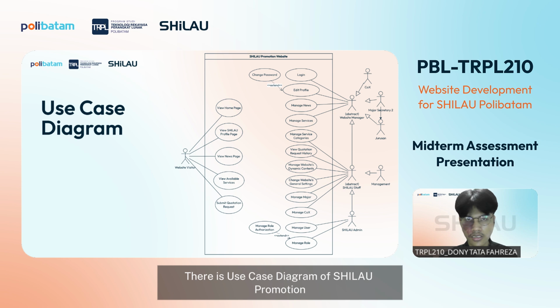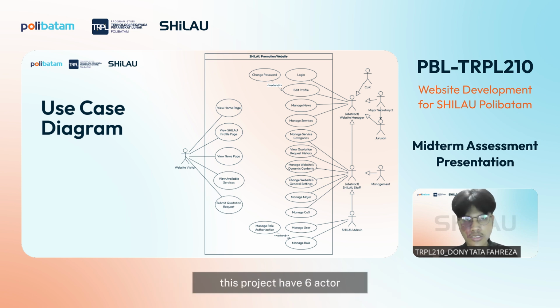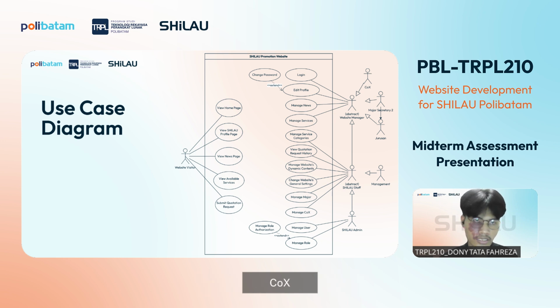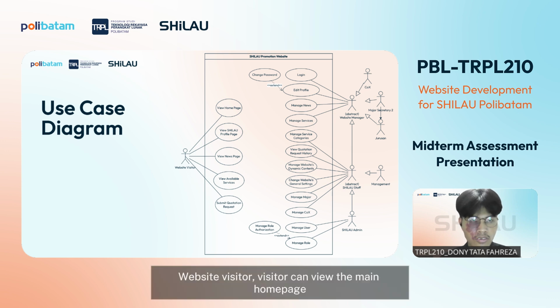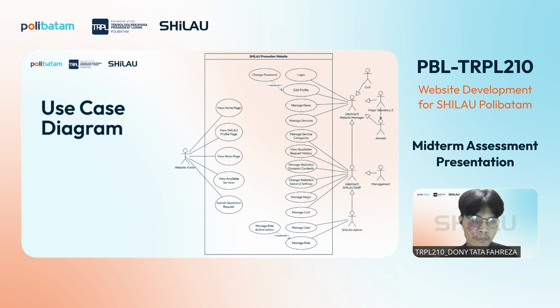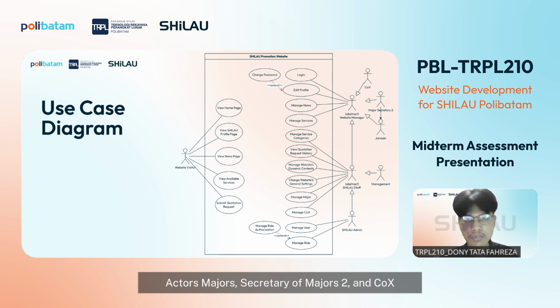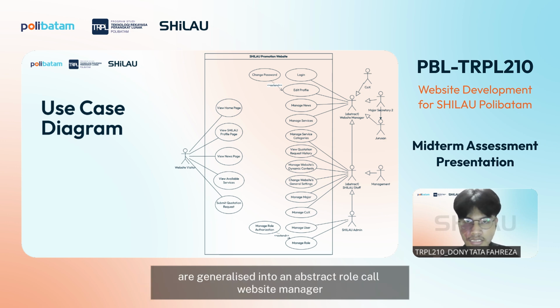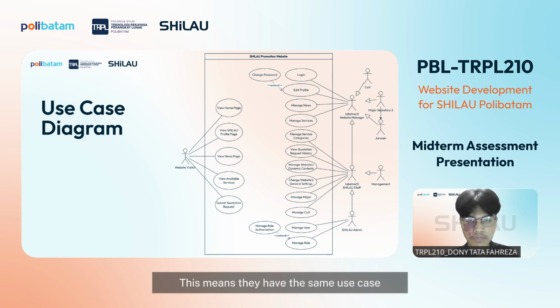Here is the use case diagram of SHILAU promotion. This project has 6 actors: website visitor, admin SHILAU, management, mayor, secretary of mayor 2, and COX. Website visitor can view the main homepage, SHILAU profile page, news page, offered services, and submit a quotation request. Actors mayor, secretary of mayor 2, and COX are generalized into an abstract role called website manager. This means they have the same use cases, including login to the system, manage news, and offer a service.